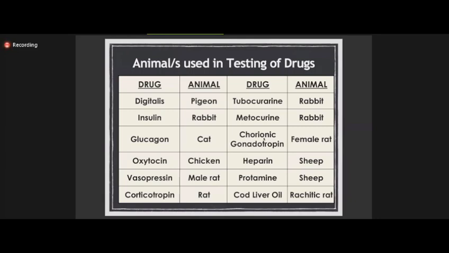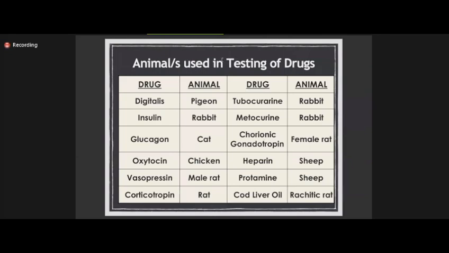Then, we have sheep for heparin. So, for heparin poisoning class, we treat it with protamine. So, same lang, sheep pa rin. Actually, it's the sheep's blood, because heparin is an anticoagulant. And then we have your cod liver oil, tested on rachitic rat. So, what do we mean by rachitic?